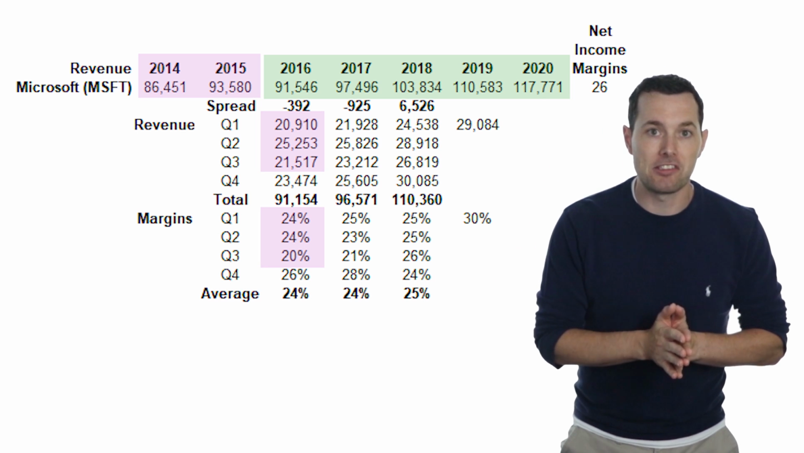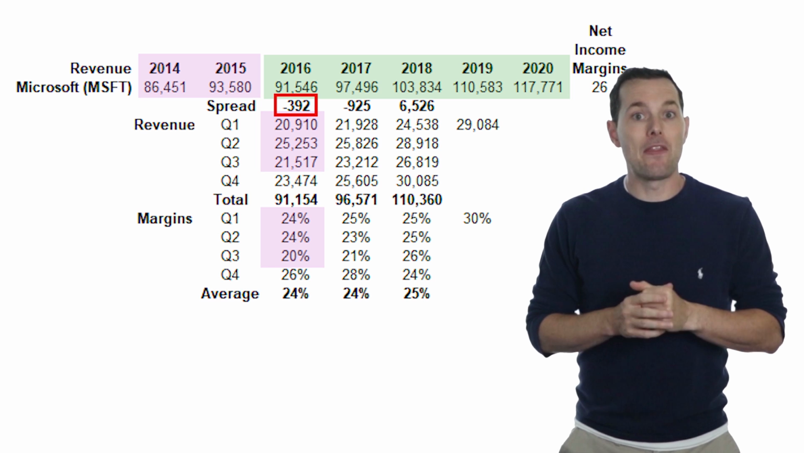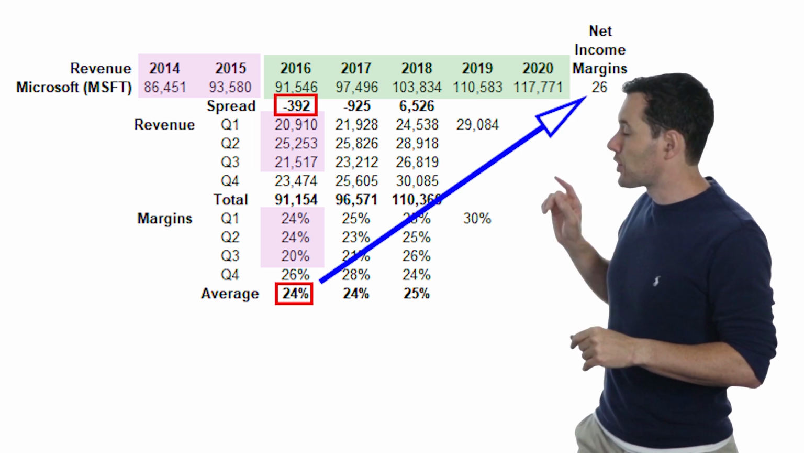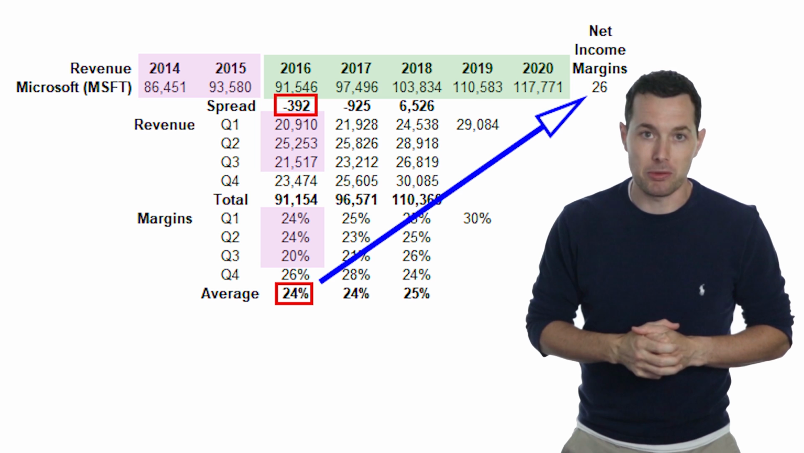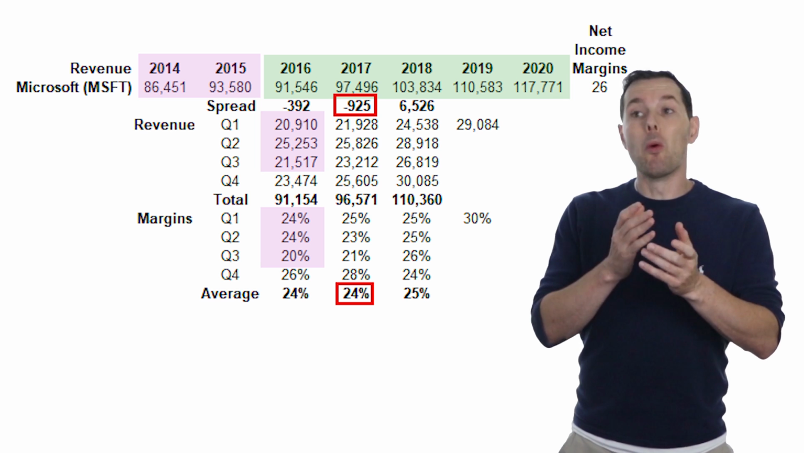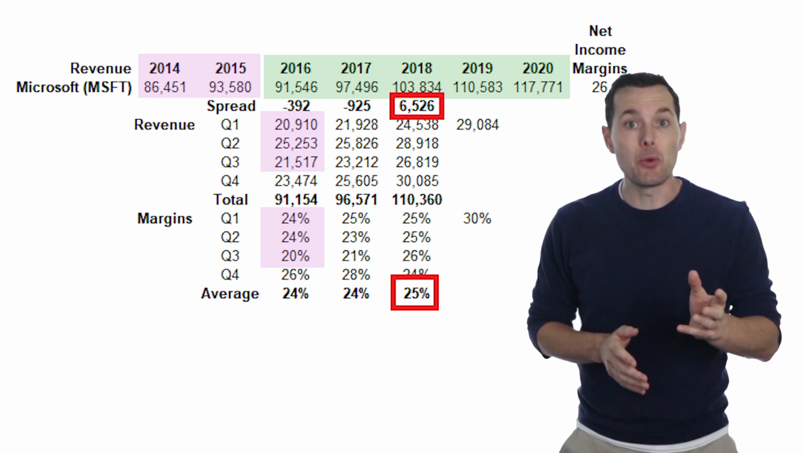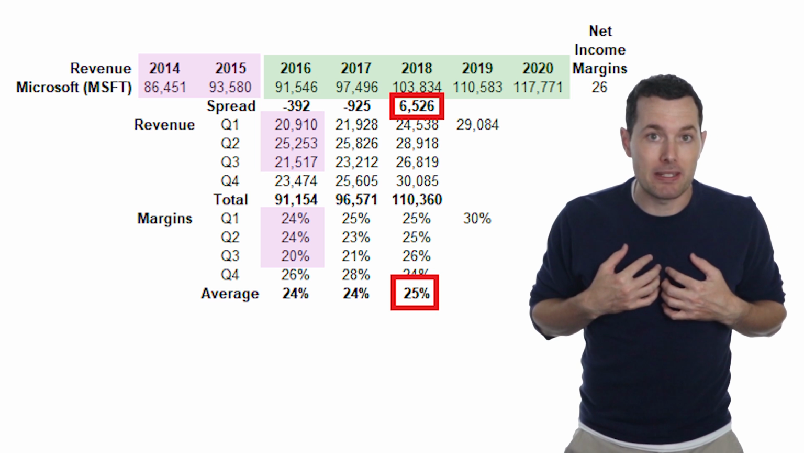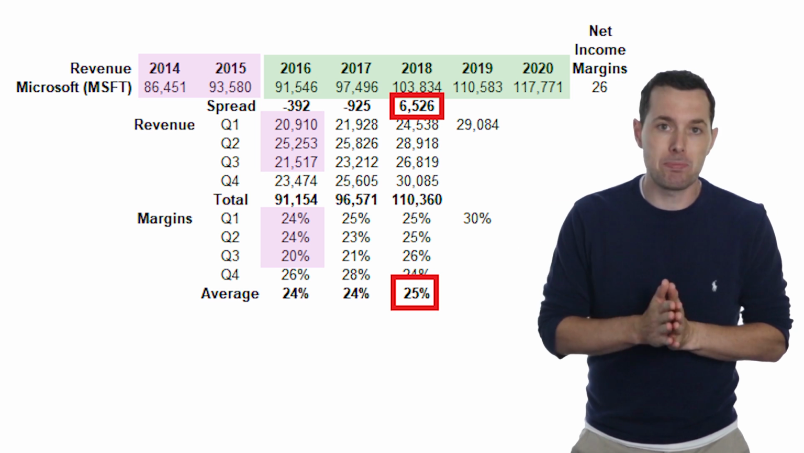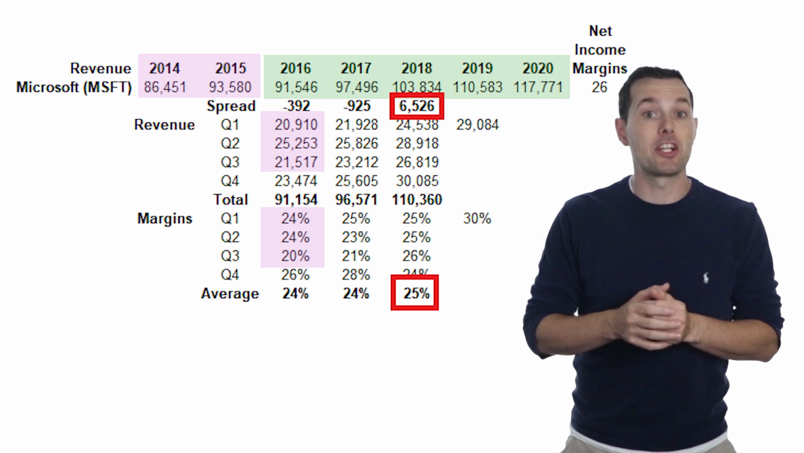If we look at this, revenue in 2016 missed by about $400 million, and the margins missed by about 2%. Don't forget, we want to compare margins to our margin projections. That's where I get that 2% from. Then in 2017, the miss was even bigger. And when we jump over to 2018, things started shifting in our favor. Revenue actually beat our expectations by $6.5 billion. And margins saw a small uptick, although they're not at our 26% margin target just yet.